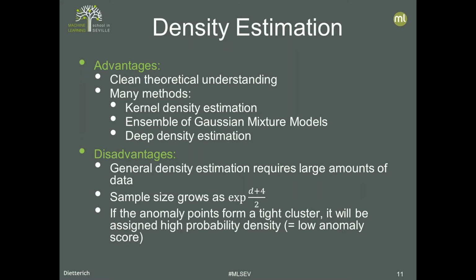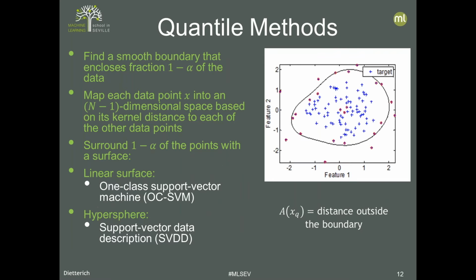So that's clearly infeasible. It also has a drawback that if you have a collection of anomaly points that form a tight cluster, then the density estimator will put a lot of density there, and we will not discover that tight cluster.